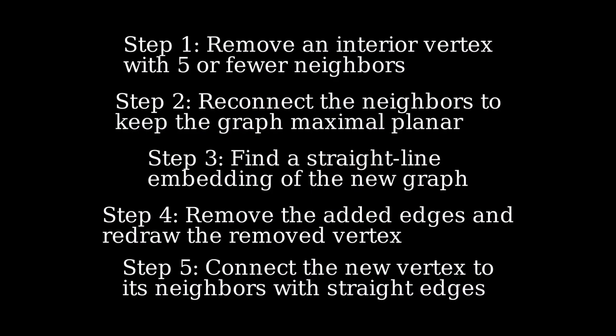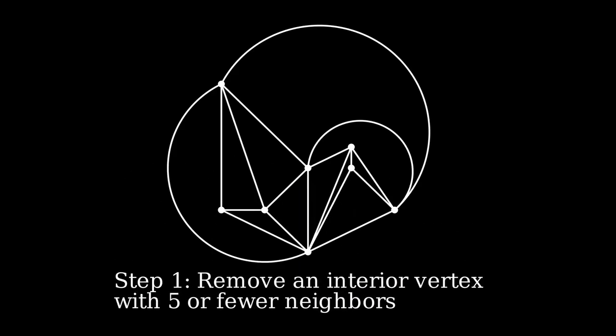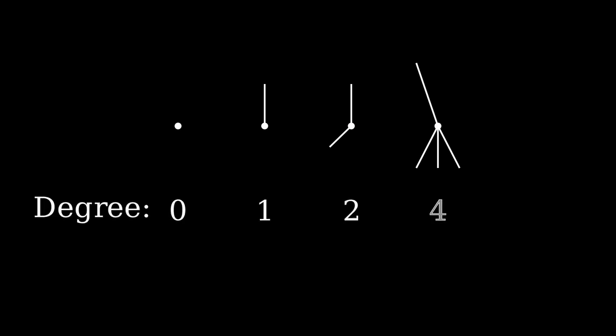Now it's time to go about proving that each of our steps is always possible. The first one's the hardest. We have to show that at least one vertex of G1, excluding the 3 we picked to be on the outside, connects to 5 or fewer edges. The number of edges on a vertex is called the degree of the vertex, so we're looking for a vertex of degree 5 or less somewhere on the inside of G1.